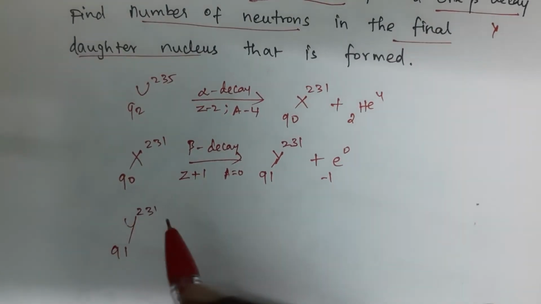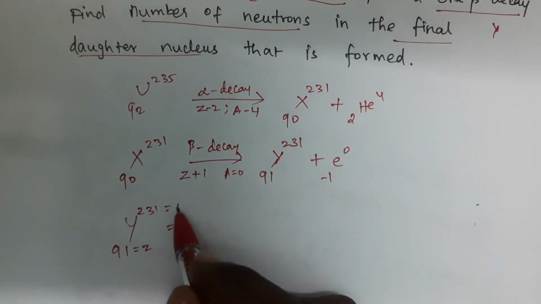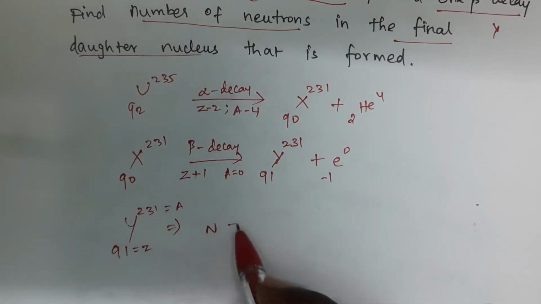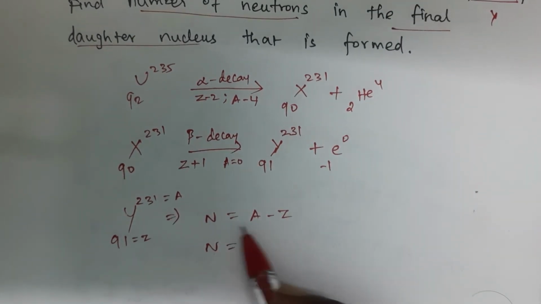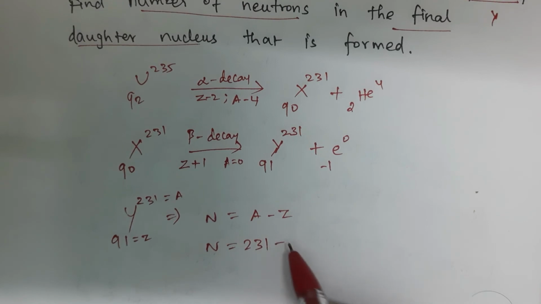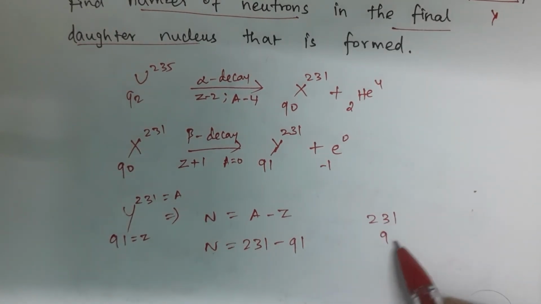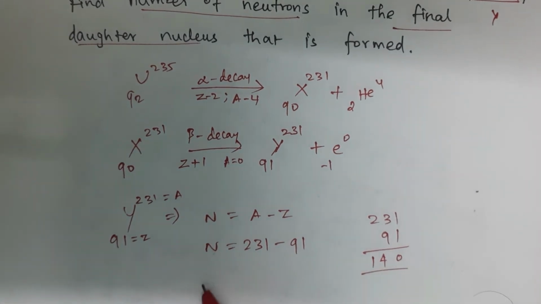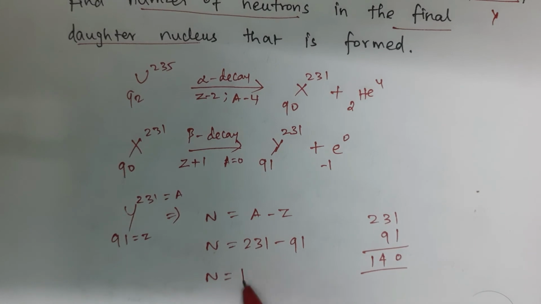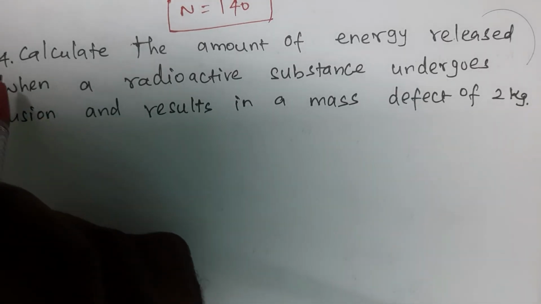So in this final daughter nucleus, Y 91, 231. Now you can calculate the neutron number. This will be Z, this will be A. So how will you calculate the neutron number? N is equal to A minus Z. N is equal to A value 231 minus Z value 91. If you subtract these two values, 140. Number of neutrons in the final daughter nucleus is 140. This is the answer.